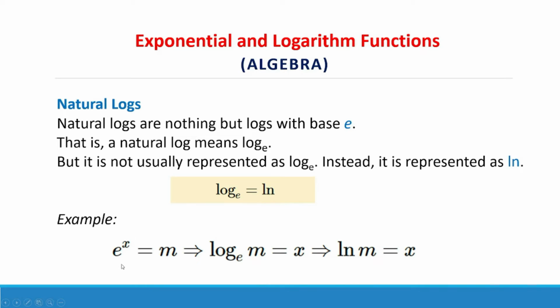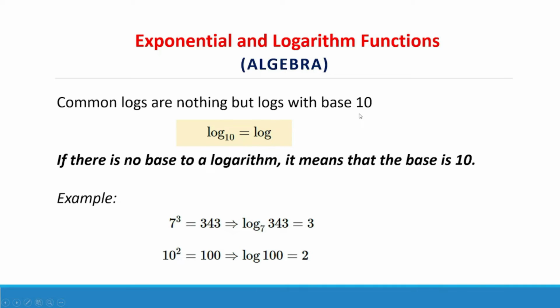So example, e exponent x is equal to m, and in terms of log or logarithm, log of m to the base e is equal to x, which is the exponent, and in terms of natural logarithm, ln of m is equal to x. So log of m to the base e is equal to ln of m. Common logs are nothing but logs with base 10. So log of the base 10 is equal to log. If there is no base to a logarithm, it means that the base is always equal to 10.